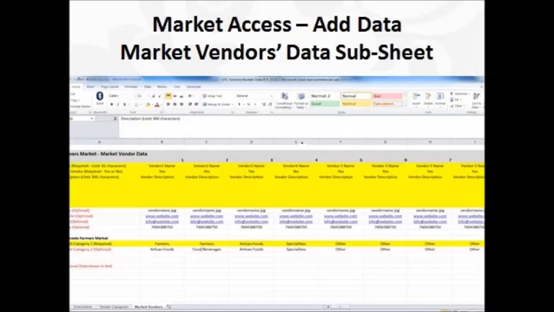Optional vendor data is outlined in red. Optional vendor information includes the vendor image, website, email, and phone number, and a second market category for individual vendors. This data can be added as required by the market manager.